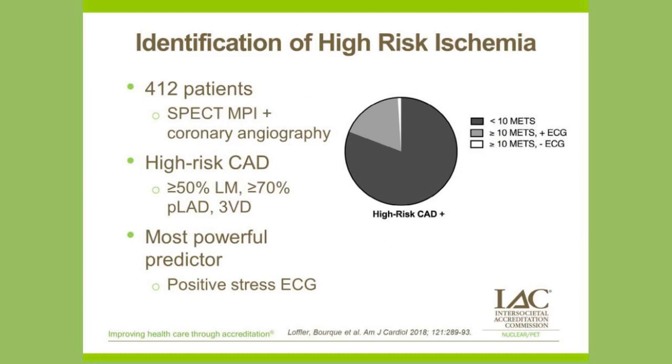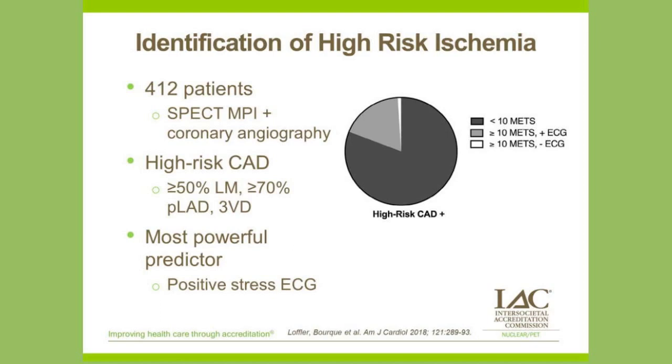And so in a study out of UVA, we looked at 412 patients who received SPECT-MPI and coronary angiography. We were looking for high-risk coronary disease, which we defined as greater than 50% left main, or a 70% proximal LAD, or 3-vessel disease. And what we found was that the most powerful predictor in this environment was the positive stress ECG.